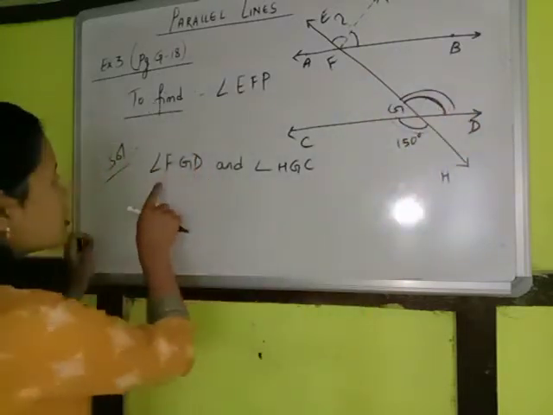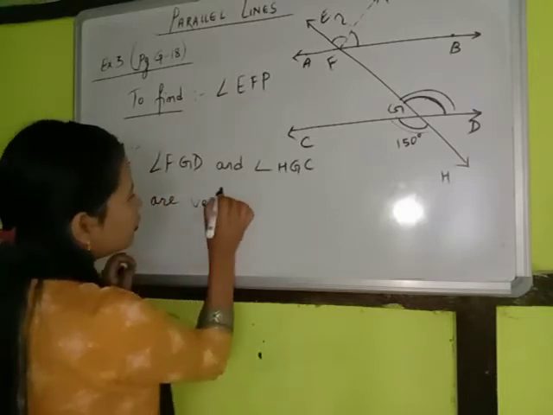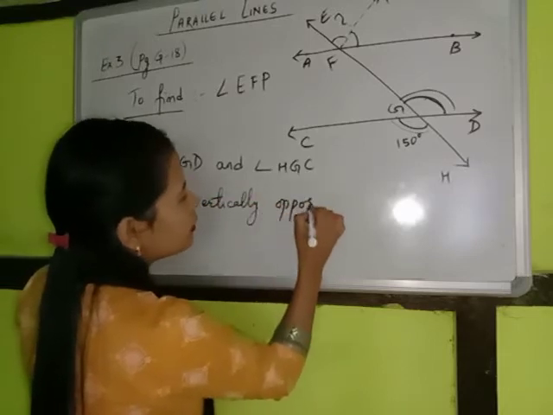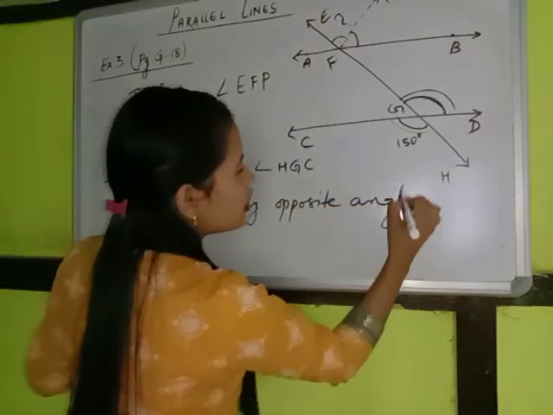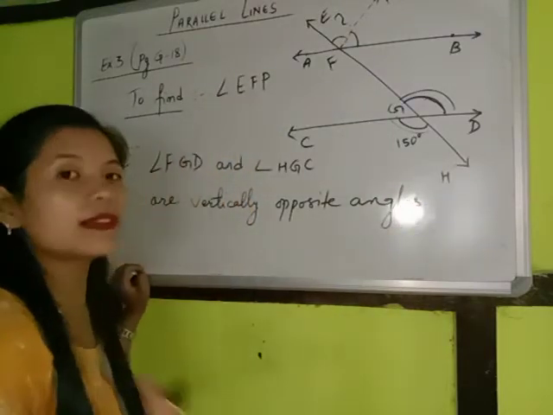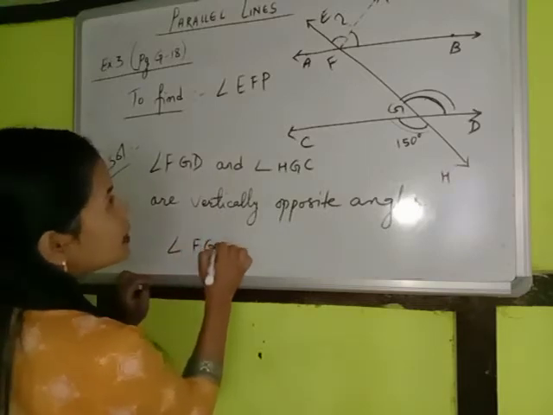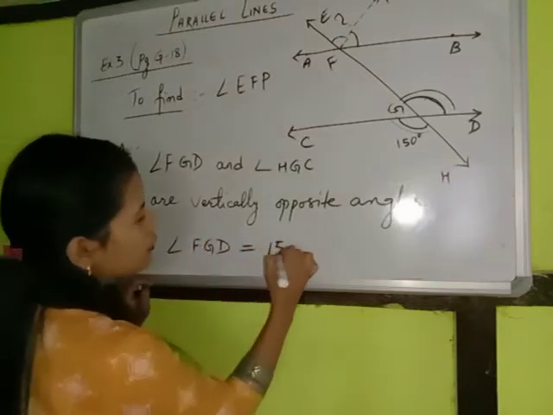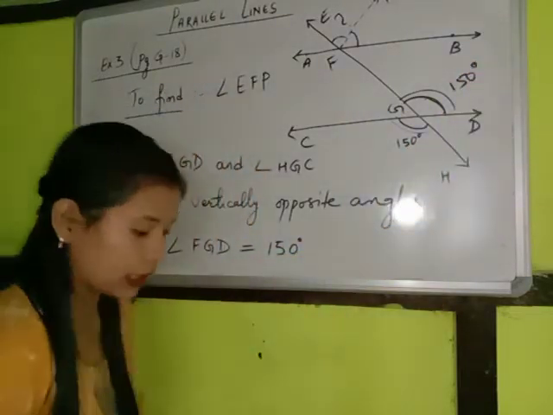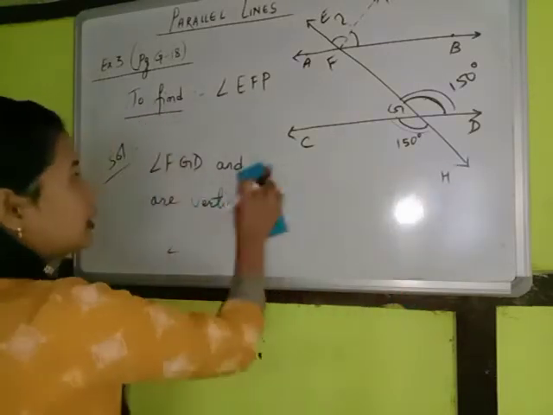These two angles are vertically opposite angles, right? We know that vertically opposite angles are equal in measure. So angle FZD will be equal to 150 degrees, right? So this angle and this angle will be equal to 150 degrees. From here we have found out one fact.